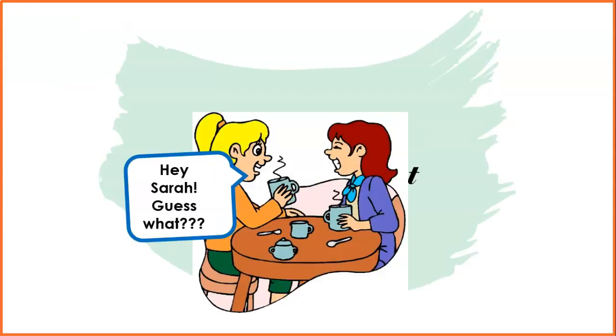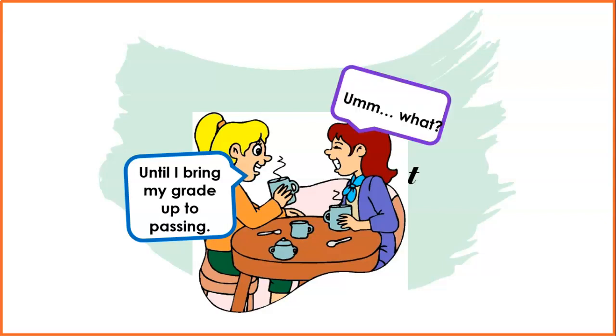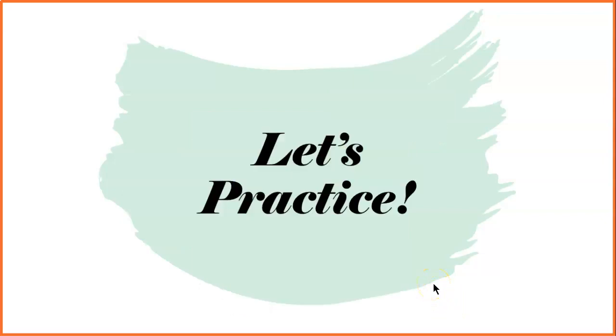Hey Sarah, guess what? Sarah says, what? Until I bring my grade up to passing. Sarah's going to wait a second. She's going to look at Sally, and then eventually she's going to say, what? What are you doing until you bring your grade up to passing? Are you grounded? Are you going to tutorials? Are you studying? What's happening until you bring your grade up to passing? That lets us know that this phrase is dependent.